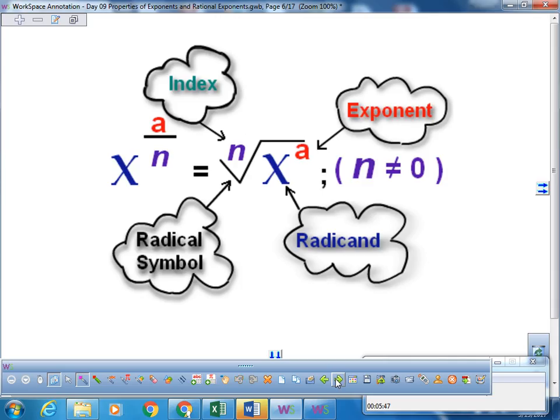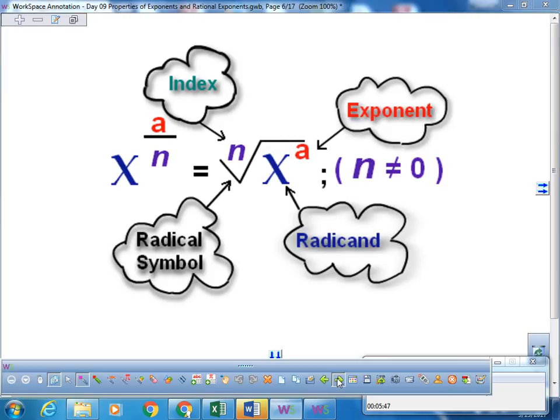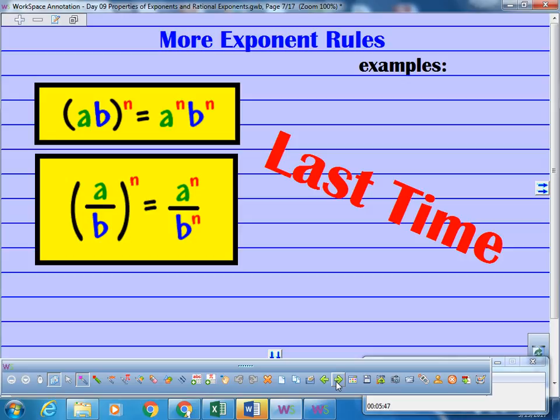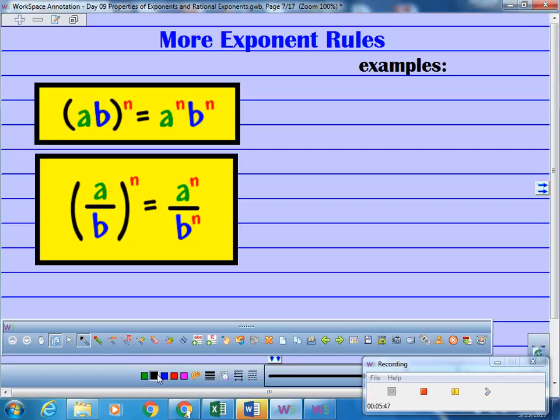Okay. So let's go back over our vocabulary. This is always our index, right? Our index matches here as well. This is our exponent. This is our exponent here. And this is a radical sign, so whatever is underneath it is a radicand. I think Miss Wiz went over this last time. This is probably what you did yesterday.